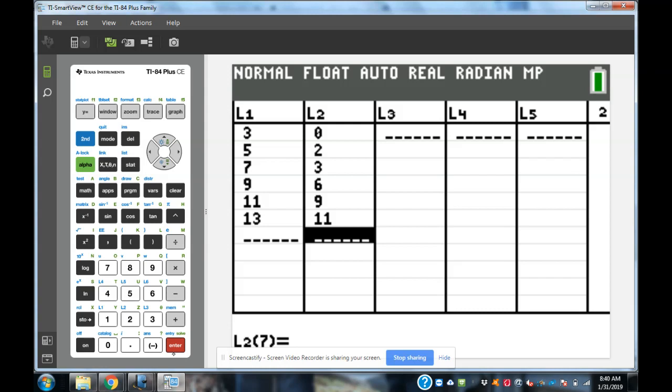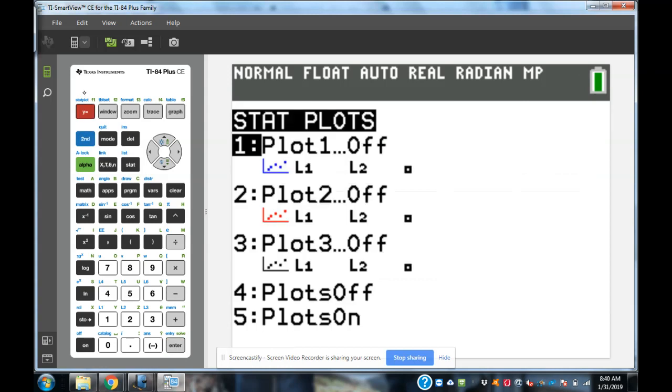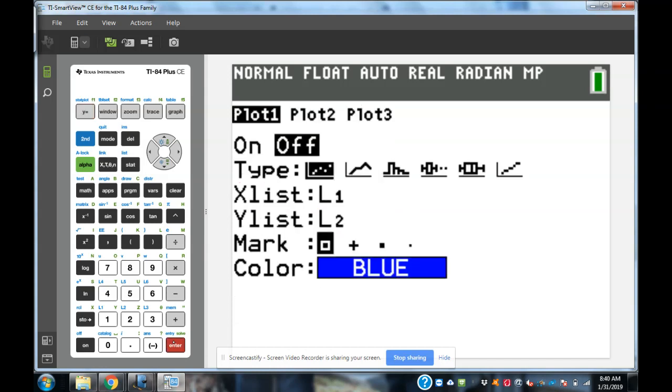All right. The next thing to do is get your calculator to do a scatter plot. In order to do that, you want to hit second and Y equals. And that gets you to this stat plots menu. I'm just going to pick stat plot 1, press enter. And then if it's not turned on, I want to turn it on. So I just highlight on, hit enter.